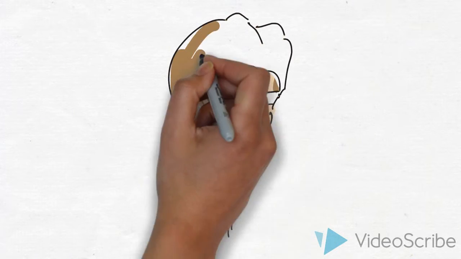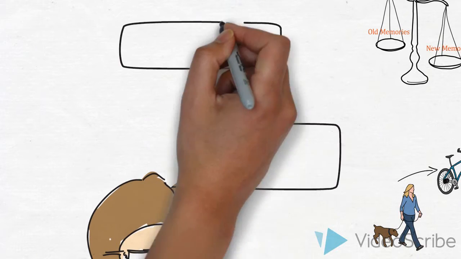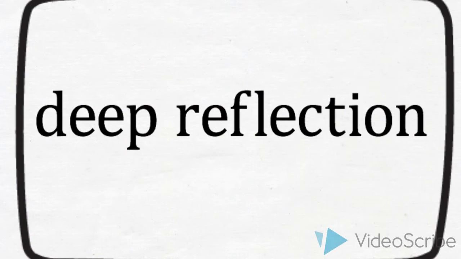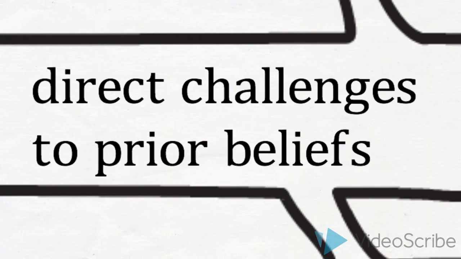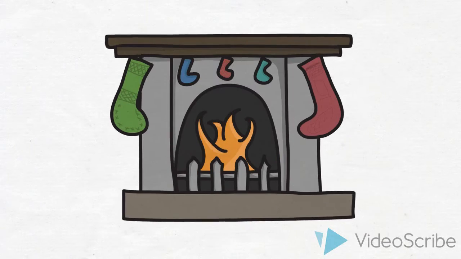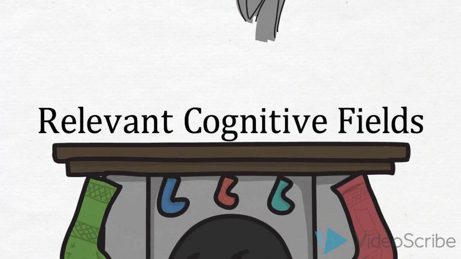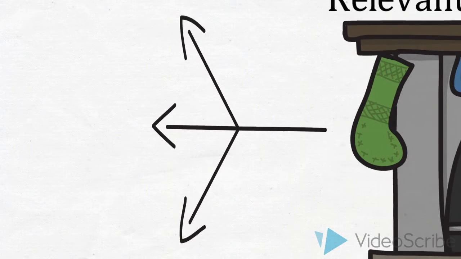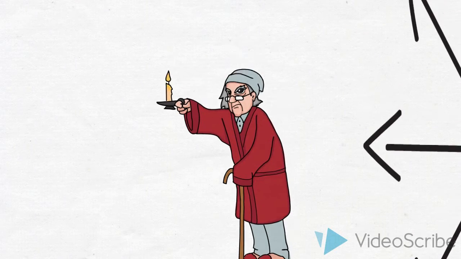Derry believes schema change does not necessarily require deep reflection, direct challenges to prior beliefs, or feelings of disequilibrium. Rather, it requires both the activation of relevant cognitive fields plus the introduction of useful, understandable information at critical times during the model construction process.